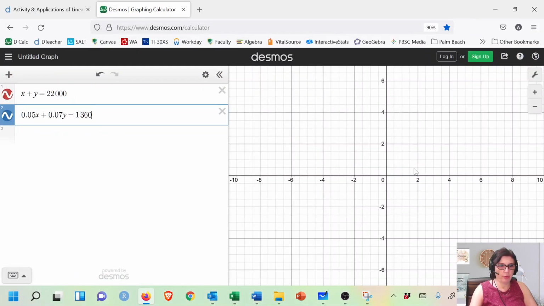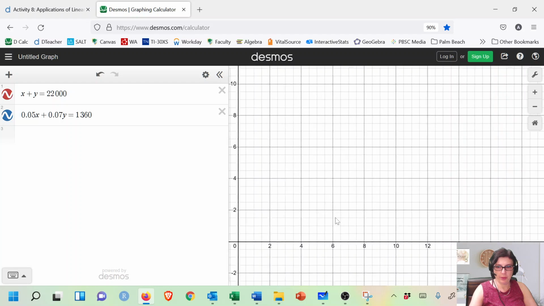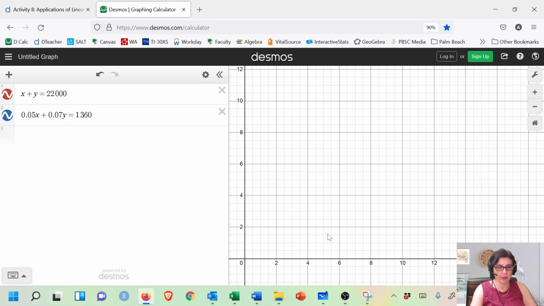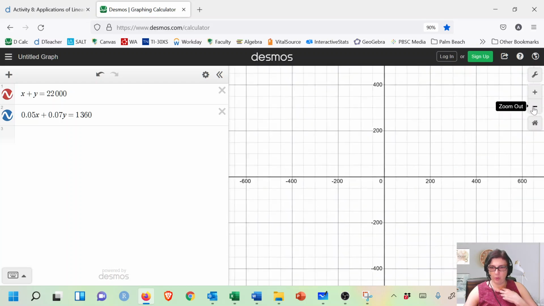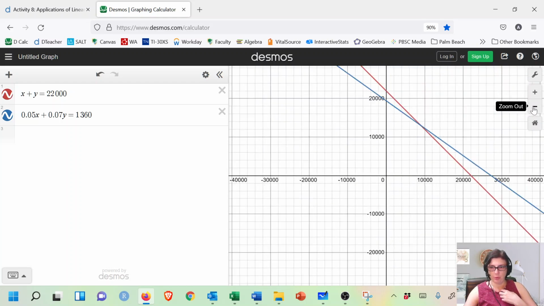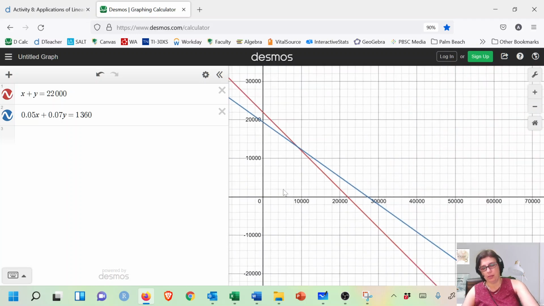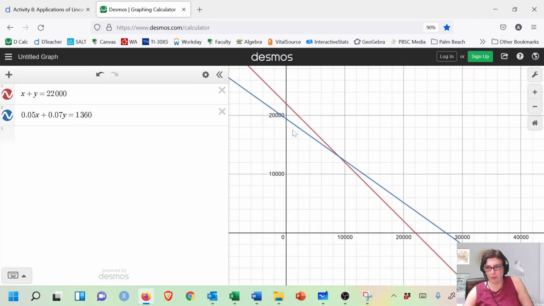First of all, I would for sure not look at anything negative because that doesn't make sense. So X and Y should be positive, but these should be really, really large numbers, because you invest like $22,000. So these are going to be in thousands. We're going to have to really, really zoom out. I have a touch screen, but even if you don't, you can just use the zoom in, zoom out and focus on the point where they intersect. There they are.